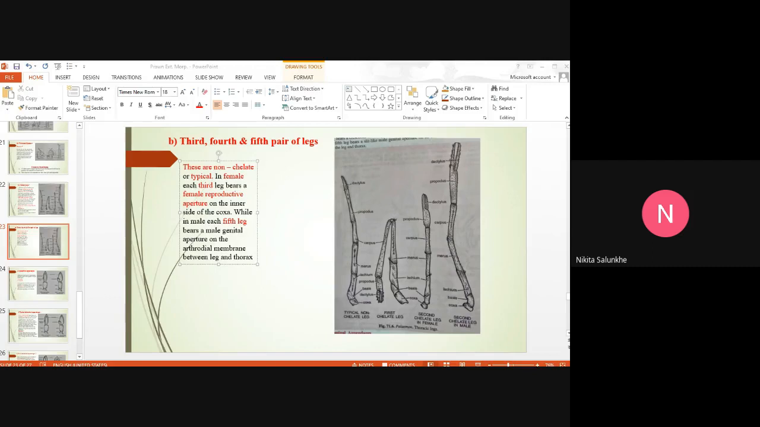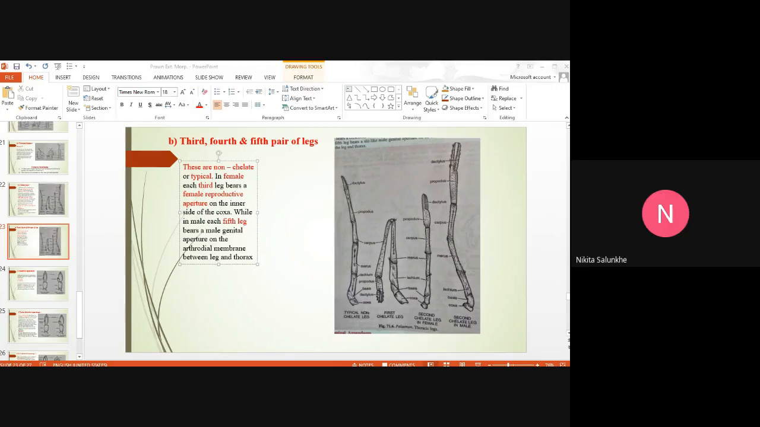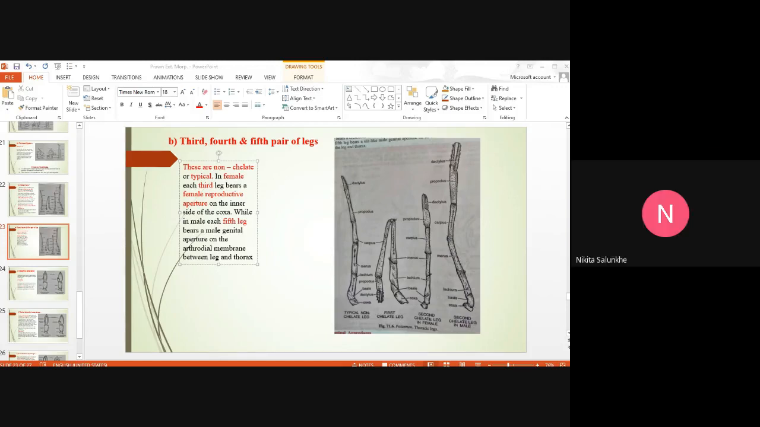Yes. And next is thoracic appendages. There are 8 pairs of appendages. First maxillipeds. Second is second maxillipeds. Third is third maxillipeds. Fourth is first chilet leg. Second is second chilet leg. Sorry, fifth is five pairs of walking legs. Among these five pairs, the first two are chilet legs, and the other three remaining are the typical legs or non-chilet legs.